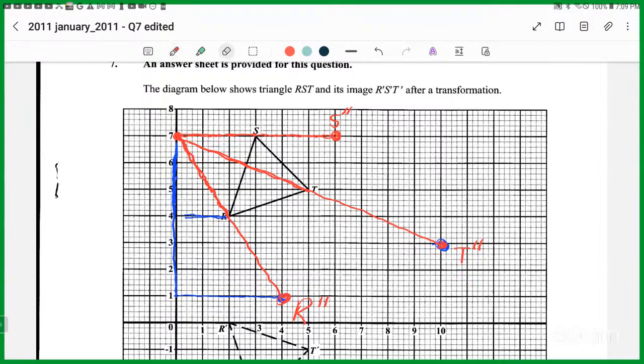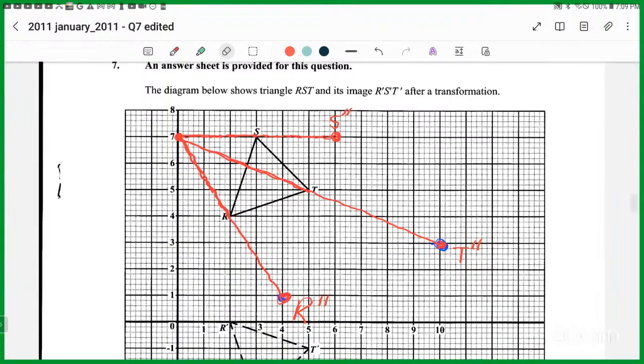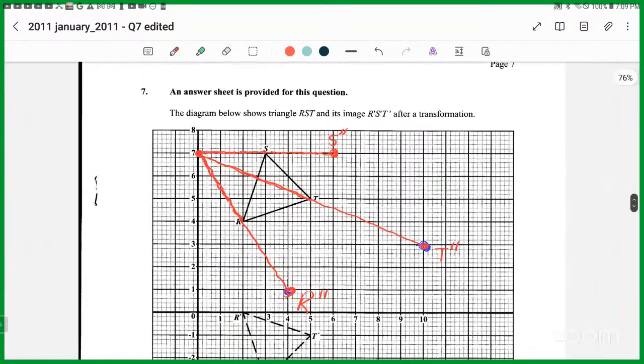Take these off now. So those are my 3 image points. Just draw them in blue. You're going to join them in blue. These are my 3 image points of the enlargement. So we're going to join them like this. That blue triangle is your image of the enlargement.